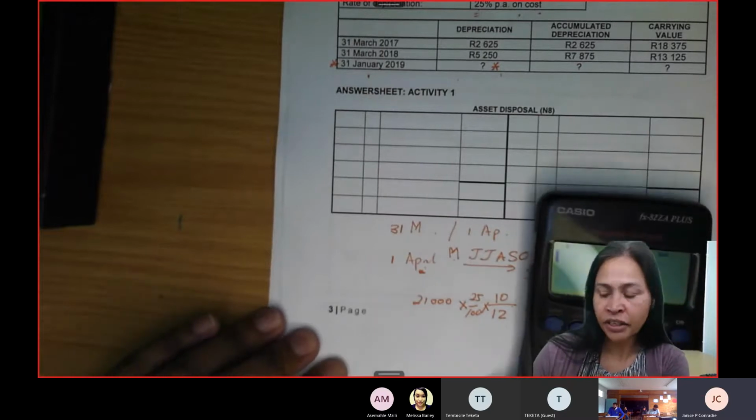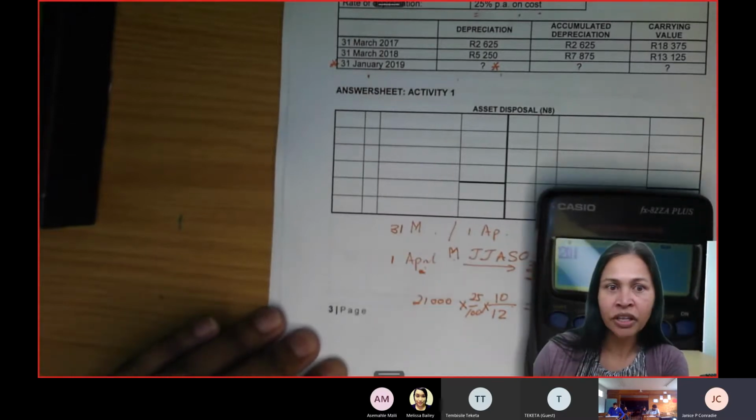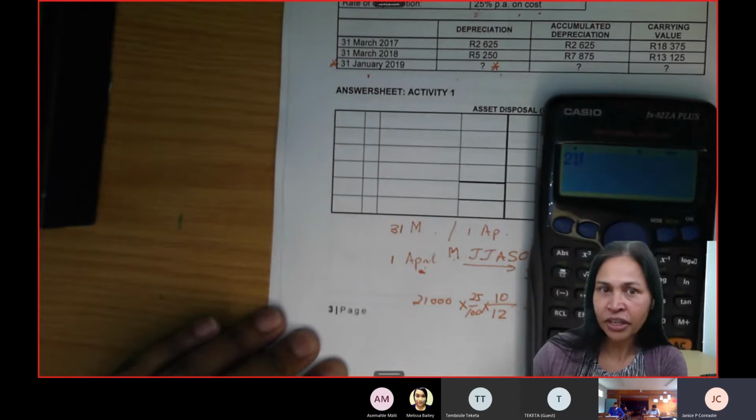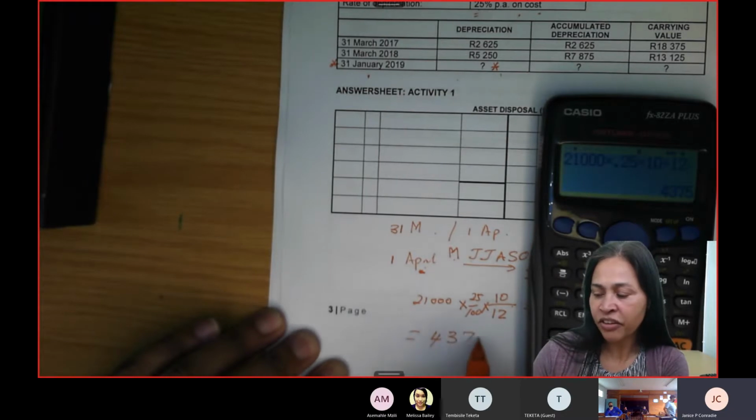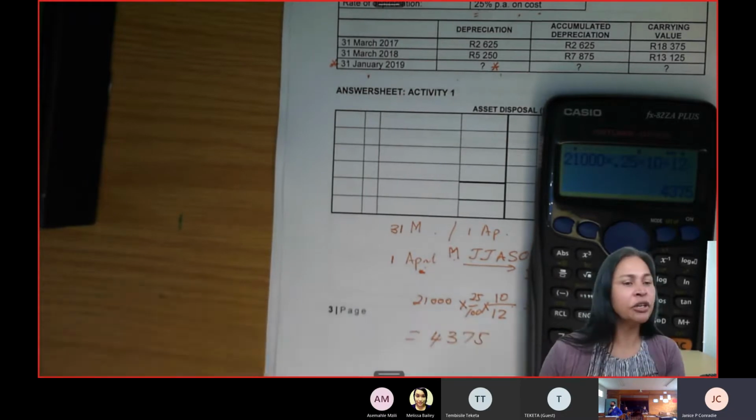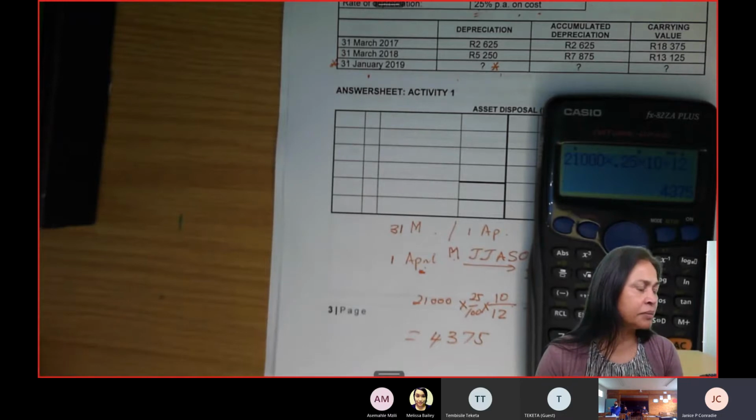So let's calculate that one. And we need to do that again. We have our 21,000. Just move that. We have calculated that at 25%, but we've only calculated that for the 10 months that we've used it. So that brings us to the 4,375. Are we all in agreement? Is that what you got, learners?